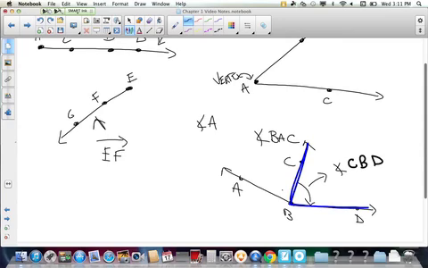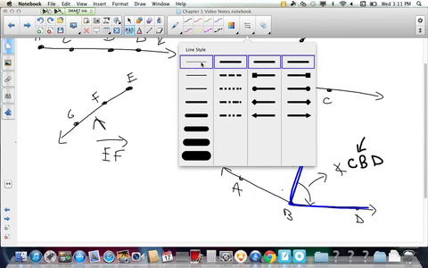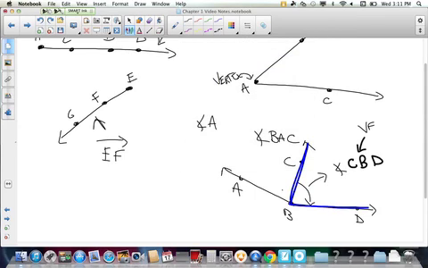We use the three letters starting on one ray. Again, remember we said the vertex letter is always in the middle. That's the important part. That vertex letter has to go in the middle.